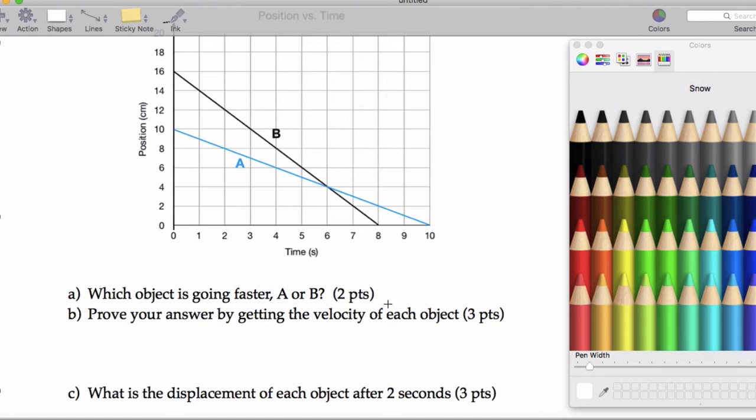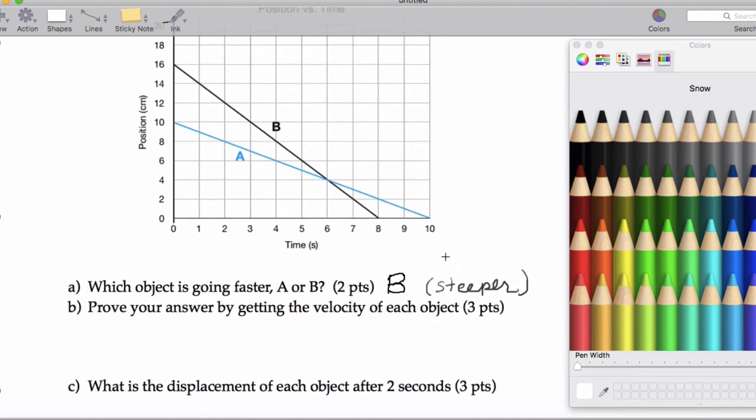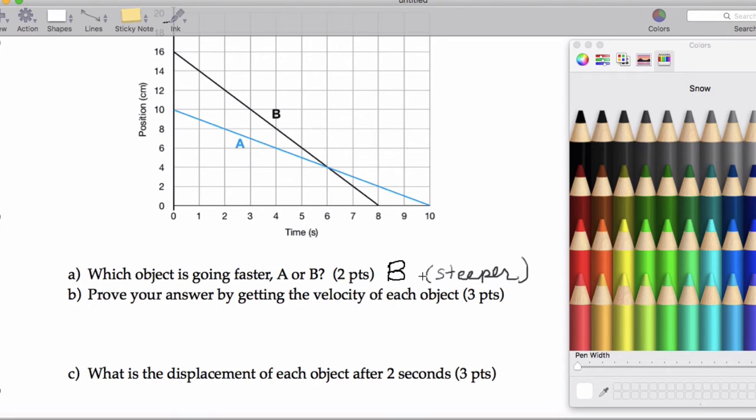So we want to ask which object is going faster, and that's going to be object B. And the reason we know that is that when we look at how the two objects move from their position graphs, B is actually the steeper of the 2 position graphs. And if you remember, a steeper slope means the object is moving faster. Now, we're going to go ahead and actually prove our answer by getting the velocity of each object.